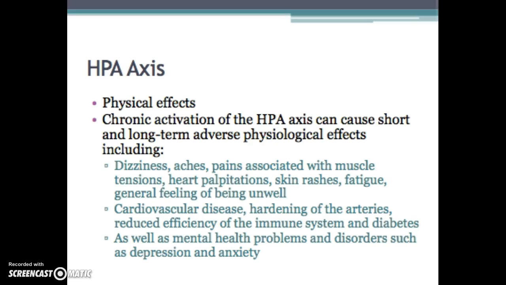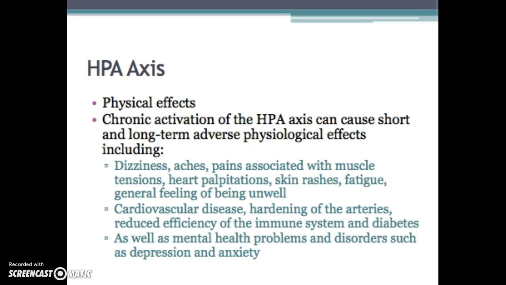So there are physical effects of the HPA axis being activated. If it is activated for a long period of time, so when you have chronic stress, it can actually cause both short-term and long-term adverse physiological effects. So when you are stressed for a long period of time and your body is constantly pumping in these stress hormones, particularly cortisol, you might experience things such as dizziness, aches, pains associated with muscle tensions, heart palpitations, skin rashes, fatigue, and just generally feeling unwell.